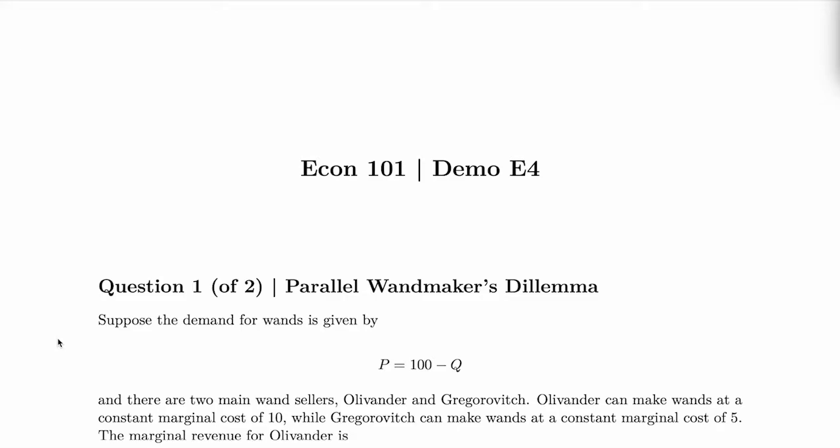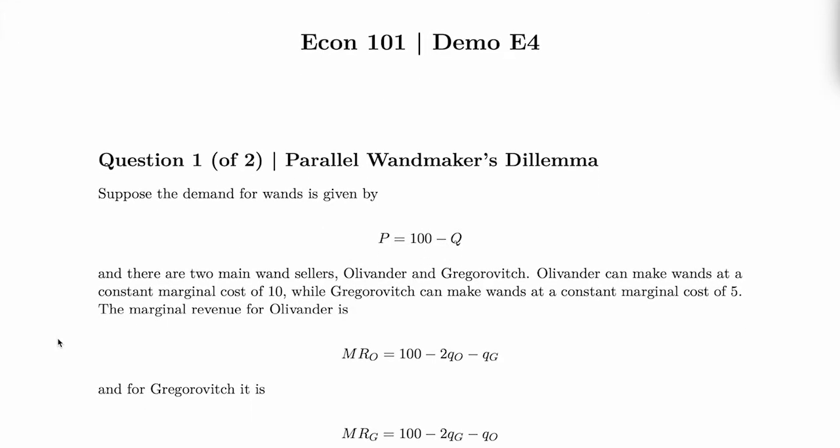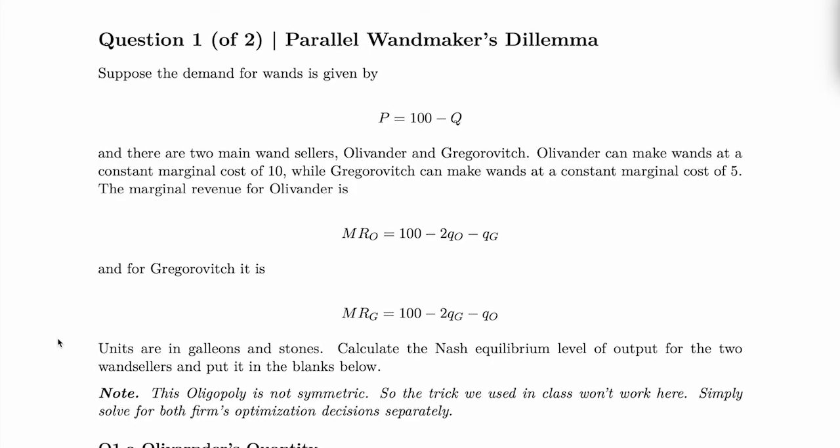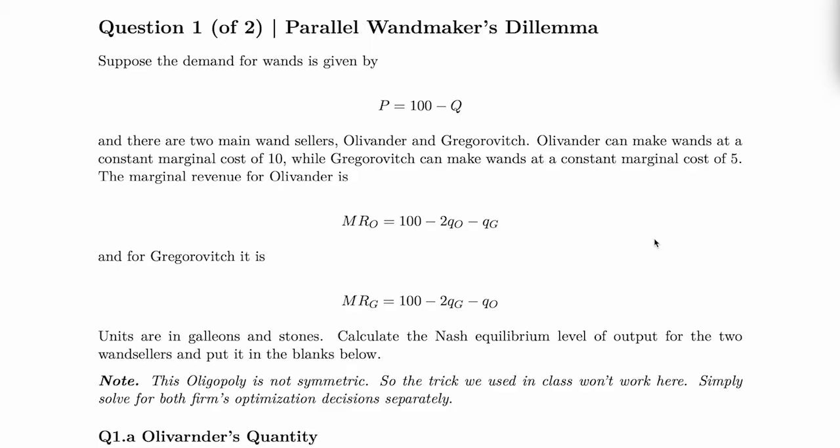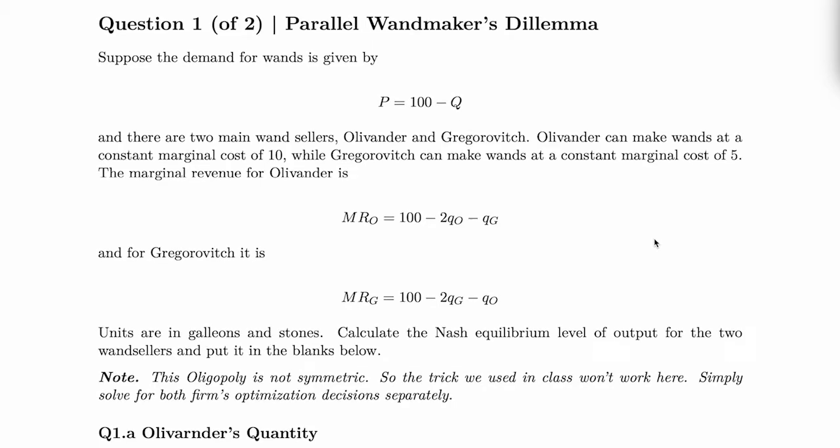All right, demo E4. So we're starting with question 1 of 2, and this is what we're calling the parallel wand-maker's dilemma. So we've already talked about the wand-maker's dilemma. This is a sort of a variation on the original. And this was given in a previous semester homework assignment.